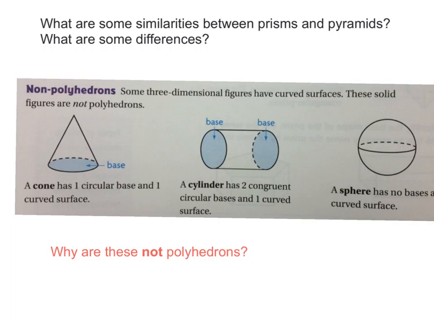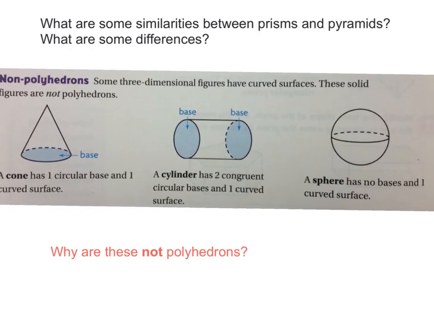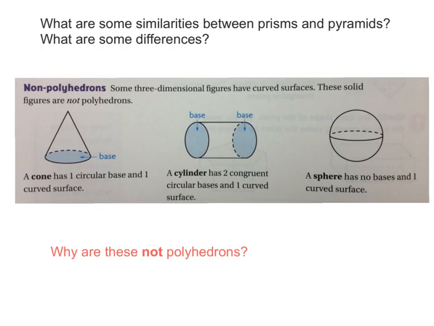A cylinder has two congruent circular bases and one curved surface. A sphere has no base and a curved surface. So my question to you is, why are these not polyhedrons? They are three-dimensional. How come these are not polyhedrons? Turn and talk with your group.